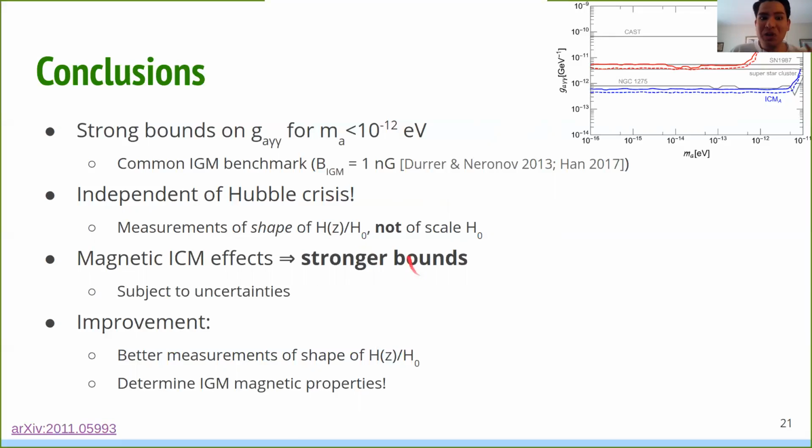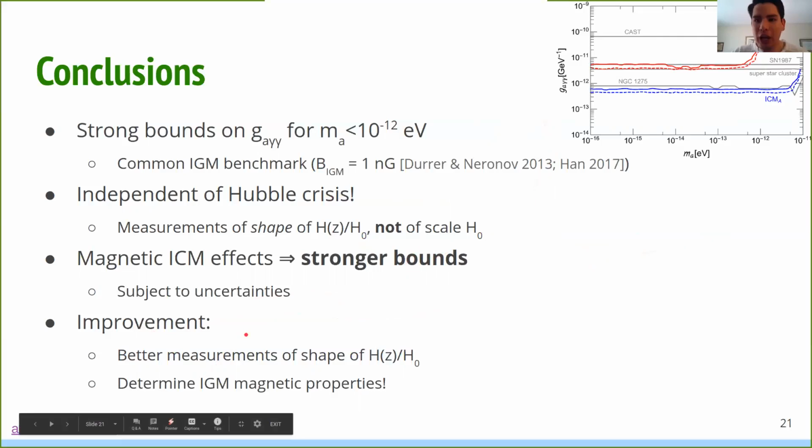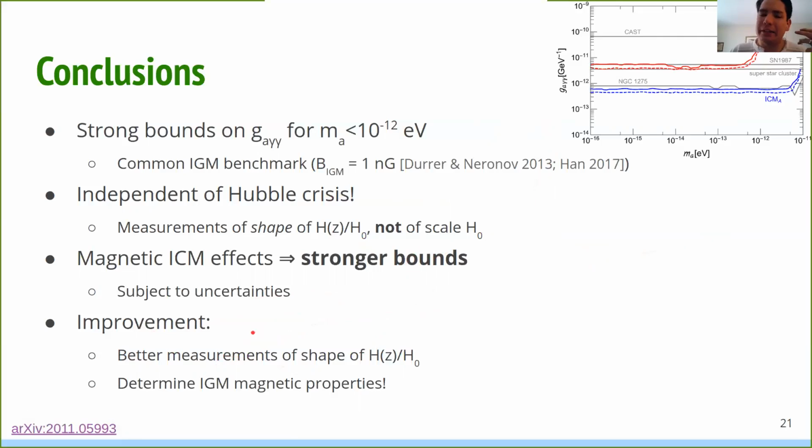Now, if you include effects in the intracluster medium inside the cluster, you get even stronger bounds, right? These are subject to some debate, some uncertainty, but it's very interesting. And how you can improve this further is if we have better measurements of the shape of Hubble as a function of redshift, or also if we can better determine these ICM and IGM magnetic properties, such that we can have more confidence in these bounds.